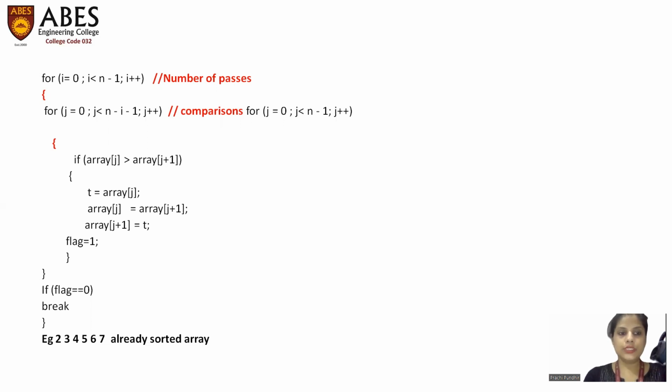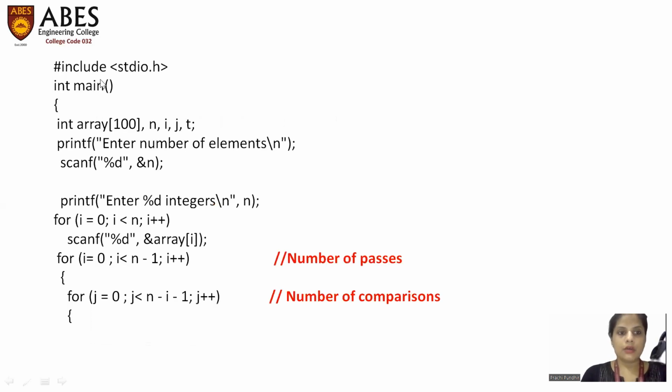So you can see this is the algorithm. If I want to make a program of this, then this is the header file, #include <stdio.h>, standard input output dot h. This is the main function. This is the starting of our program.